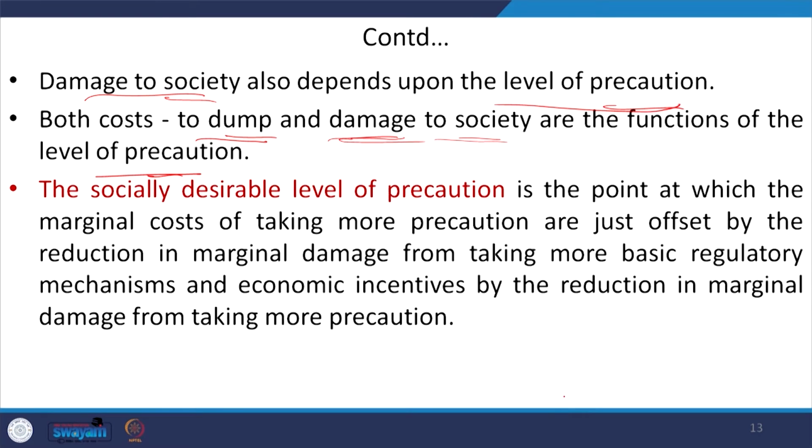Okay. But now the question is, what is the socially desirable, or socially optimal, level of precaution that the dump owner needs to take? In order to find this socially desirable level of precaution, we can determine the point at which the marginal cost of taking one more precaution is just offset by the reduction in the marginal damage from taking that precaution. So, which is known as the socially desirable level of precaution.